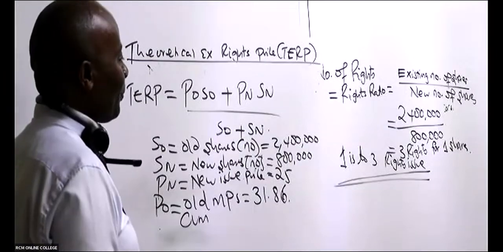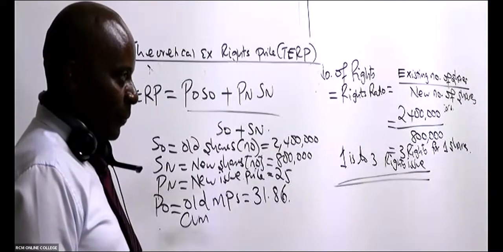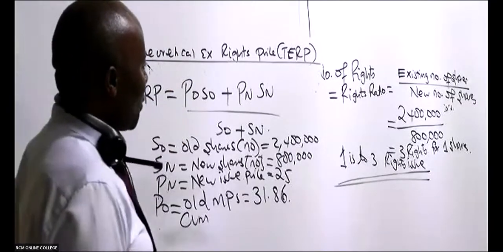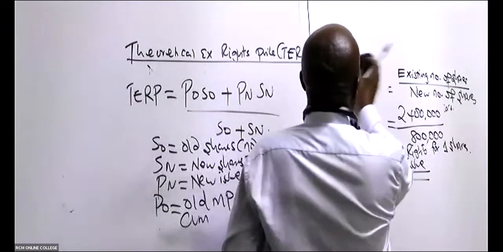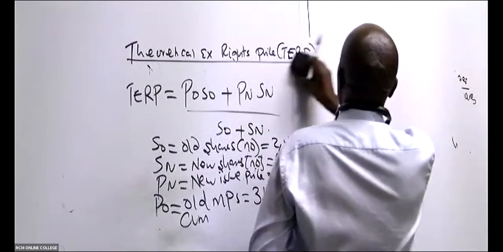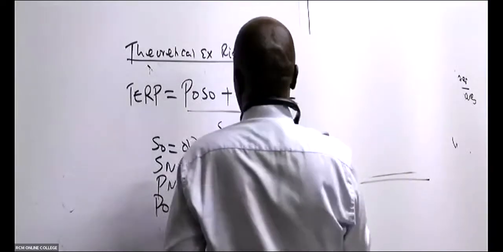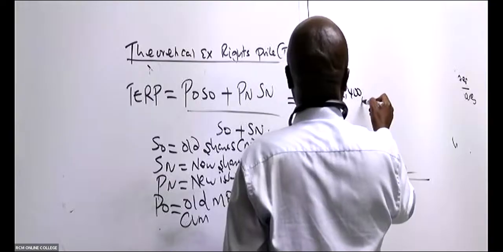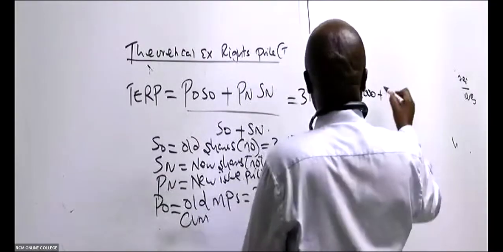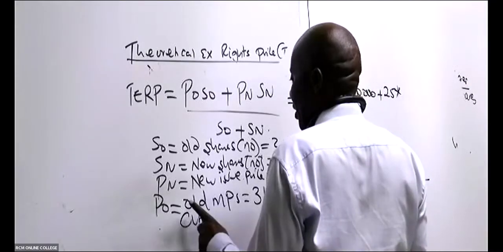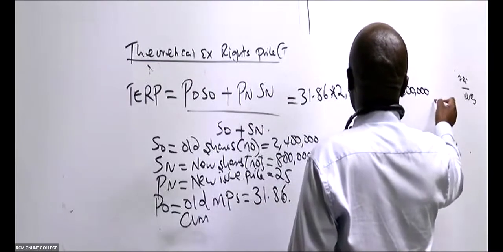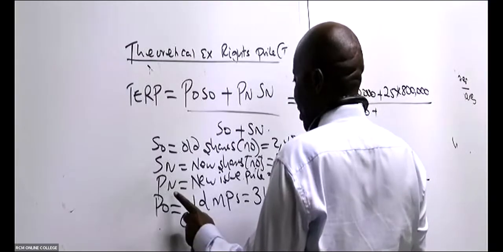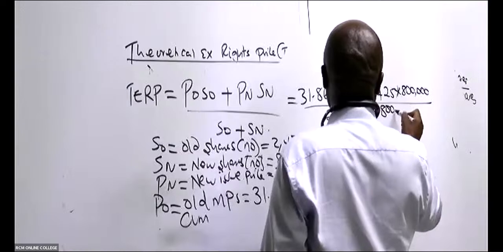Now substitute into the theoretical ex-rights price. So now we are substituting like superstars. PO we have here 31.86 times SO, the old shares, 2.4 million, plus PN, which is 25, times SN, the new shares, 800,000. Divide this by SO, which is 2.4 million, plus SN, which is 800,000, like that.